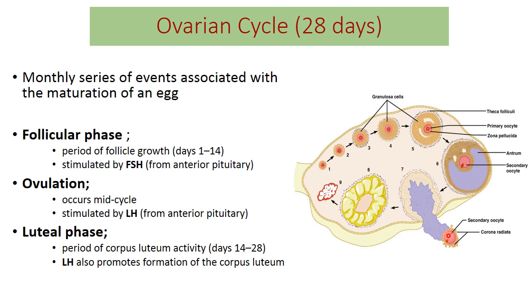The corpus luteum will persist for approximately 10 days. If fertilization does not occur, then the corpus luteum will degenerate to become scar tissue known as the corpus albicans. If fertilization does occur, the corpus luteum will persist and will continue to secrete hormones, progesterone and estrogen, for up to 3 months until the developing placenta takes over that role.